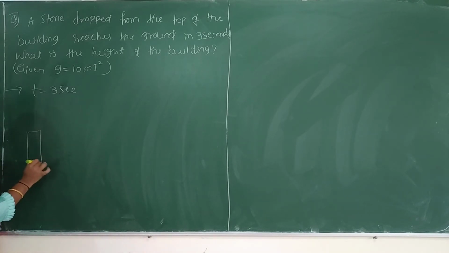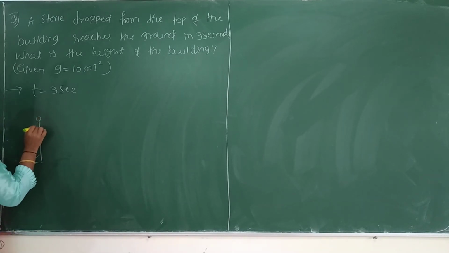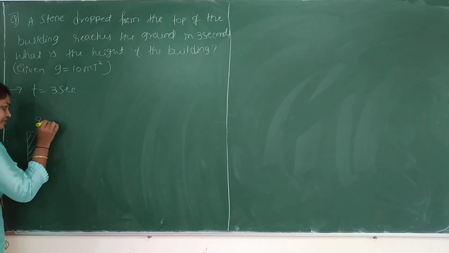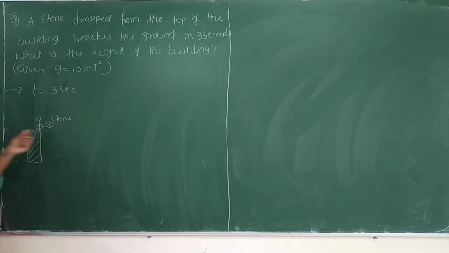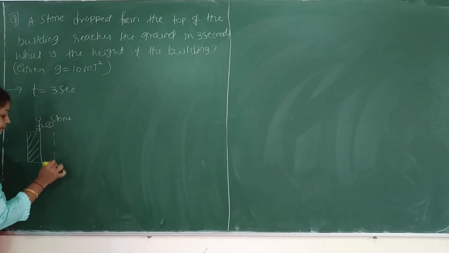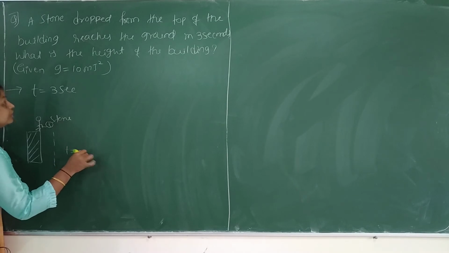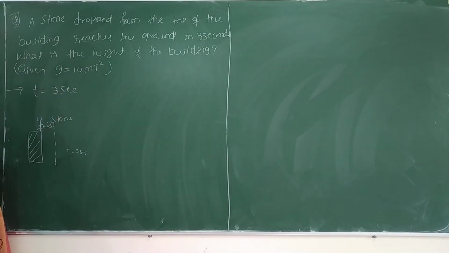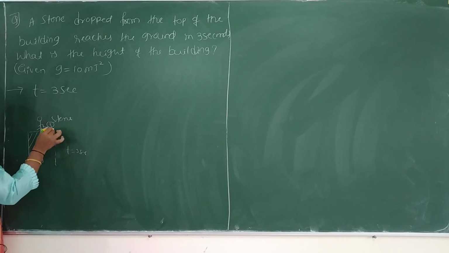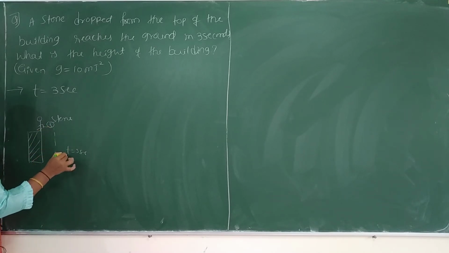Let us imagine here it is a building, and at the top of this point a stone. A person is standing here and he is dropping the stone. This is the stone. When he drops the stone, the stone will take some time to reach this ground. How much time? That is t equals 3 seconds. Then it reaches the ground. What is the height of the building? To reach from this point to this point, it takes a time of 3 seconds.